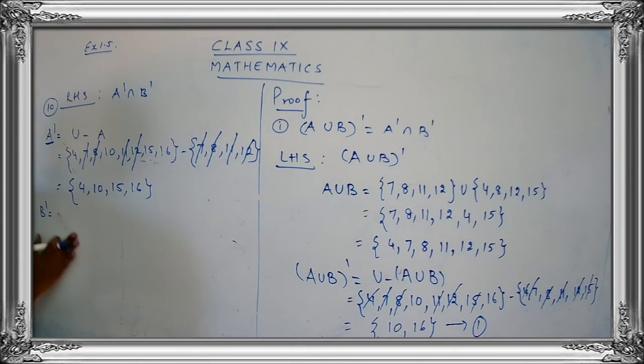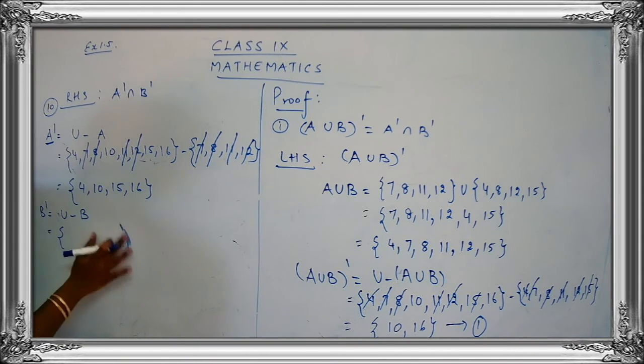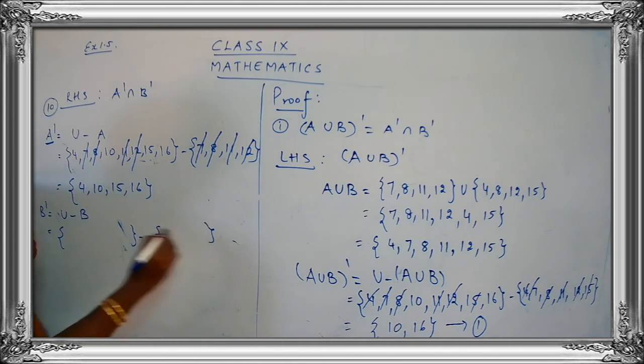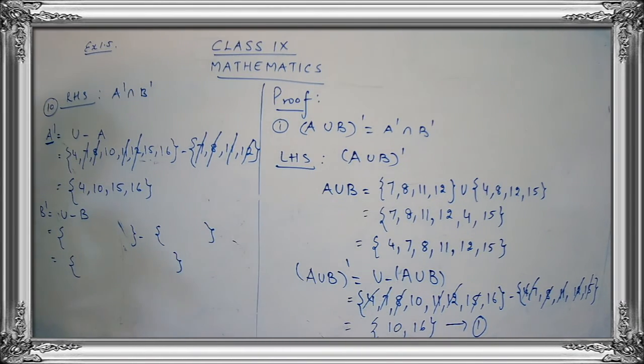B dash. How to find B dash? First of all, write the formula U minus B. Write down the members of U. Write down the members of B. Get the answer. Come on, do the work. Find out the answer, children. So how to find B dash? U minus B. Write down the members of U and the members of B, then cancel the common terms, and take only the members of U. That is the answer for B dash.